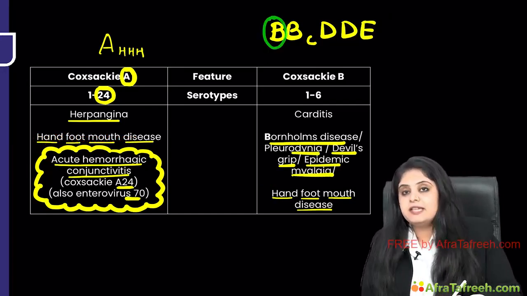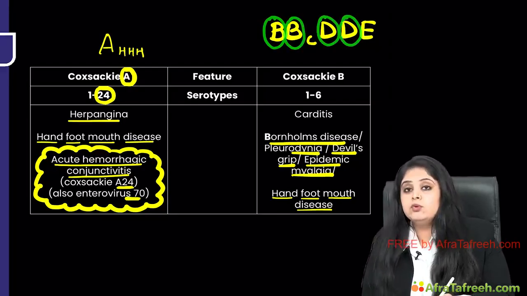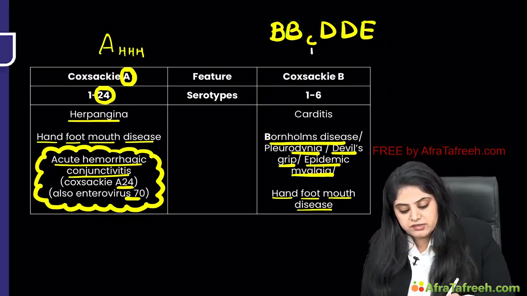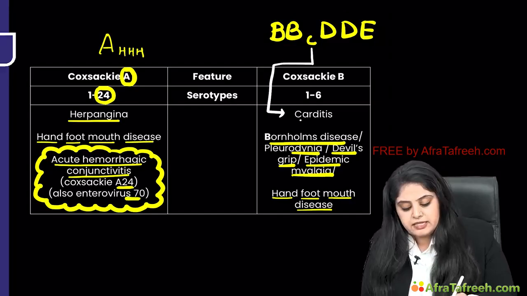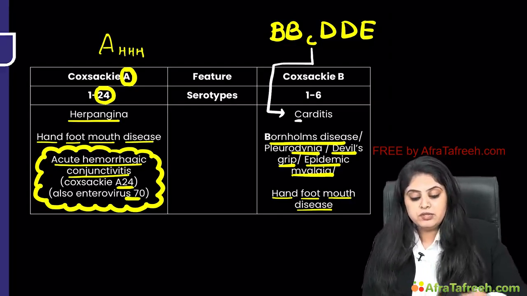Repeating, Coxsackie B causes Bornholm's disease, known as devil's grip, known as pleurodynia, known as epidemic myalgia. That is what Coxsackie B causes. And what is this tiny little C over here? It can also cause cardiac involvement, that is carditis. So please note, these are the differences.